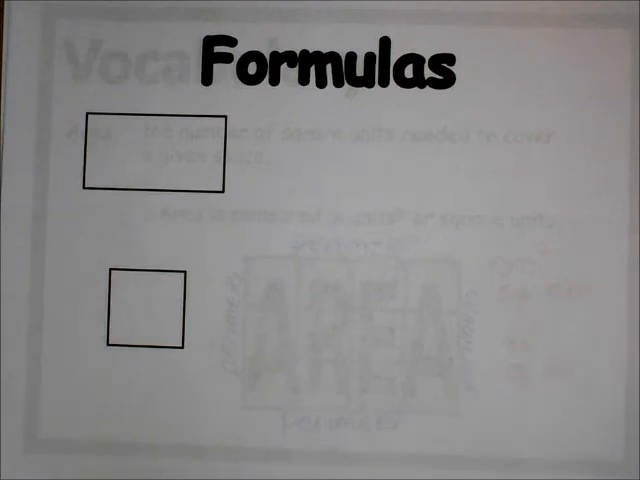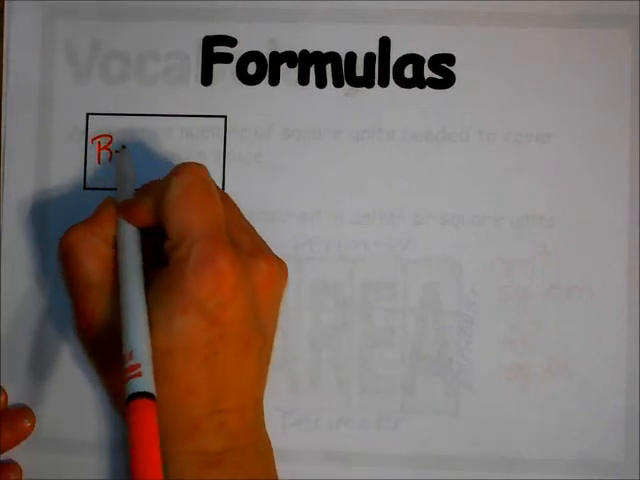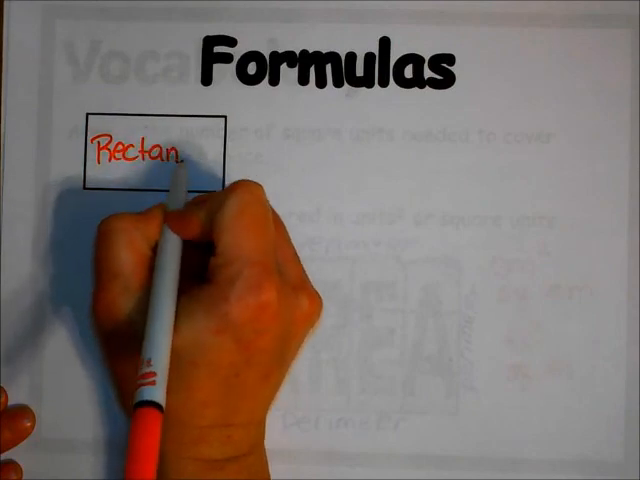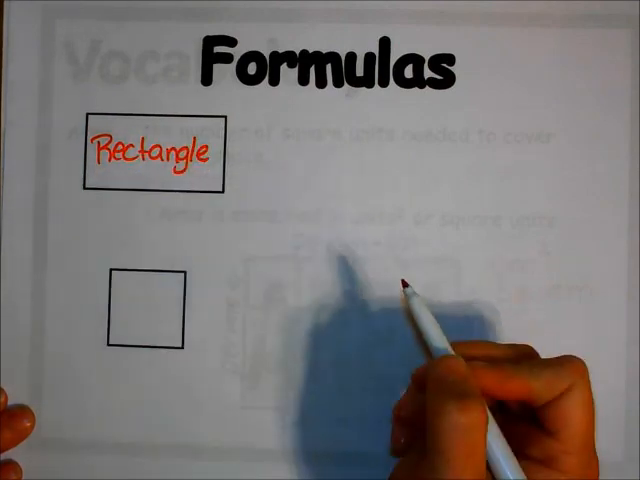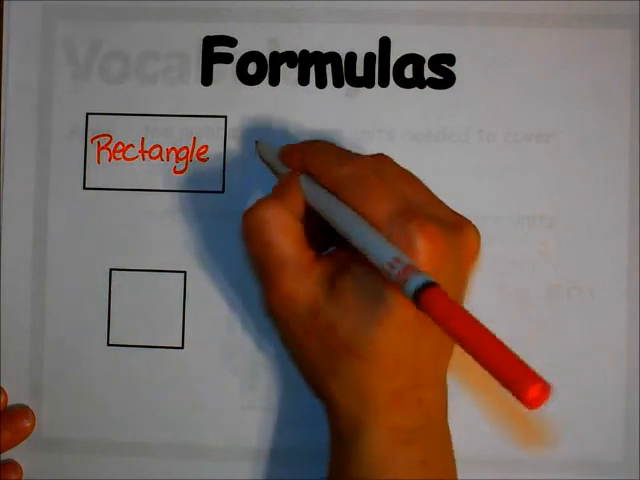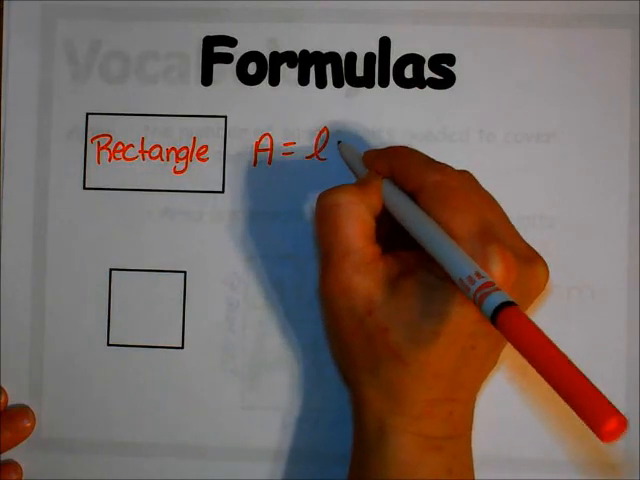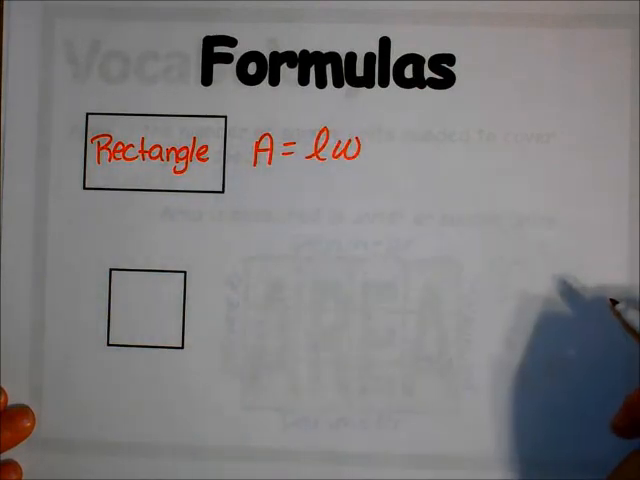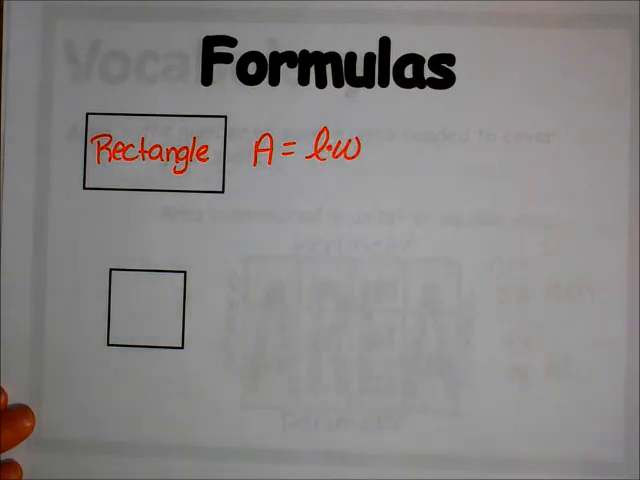If you would pull out your formula charts, please, and let's write down our formulas that we're going to need to know today. Our first figure is a rectangle. And if you will notice on your formula chart, your formula for area of a rectangle is A equals LW. And we know that LW really means length times width.